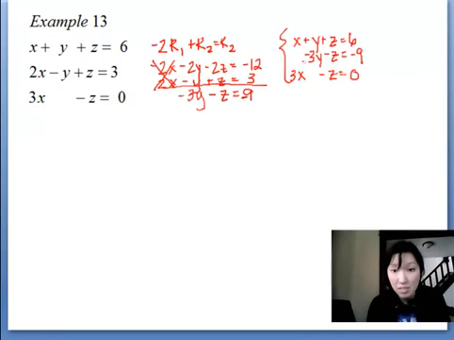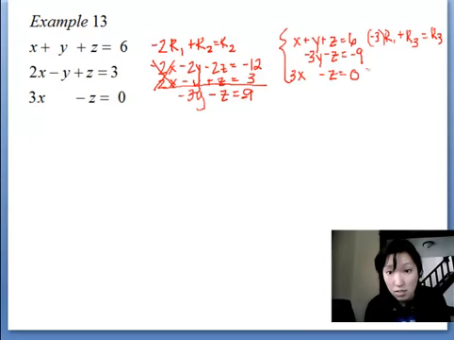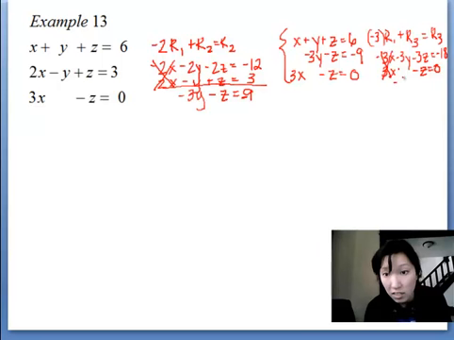Okay, so the next thing, again, I can see, oh man, if only I could get rid of this 3x. So again, I'm going to use that row 1, but this time I'm going to multiply it by negative 3, and I'm going to add it to row 3 to get a new row 3. So those cancel out. Unfortunately, I do get another variable here, but that's okay. We'll deal with it. Equals negative 18.